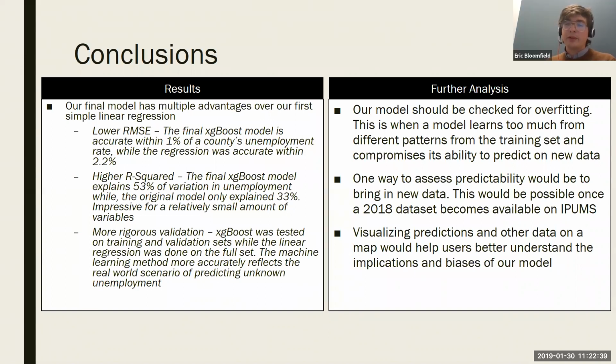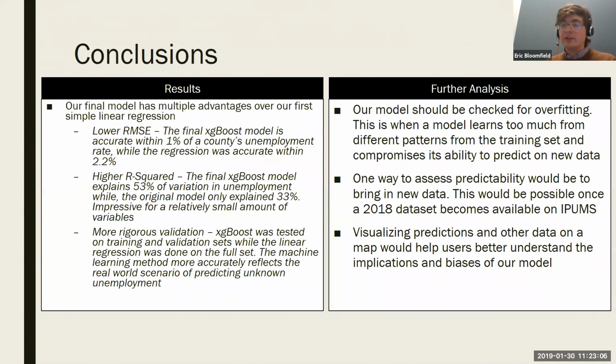There's still a few opportunities for further analysis for my project. Our model should be checked for overfitting. As I mentioned throughout the presentation, this is when we can actually hurt our predictiveness of the model by training it too much on data that will cause the model to just exploit different patterns. One way to assess this would be to bring in new data.